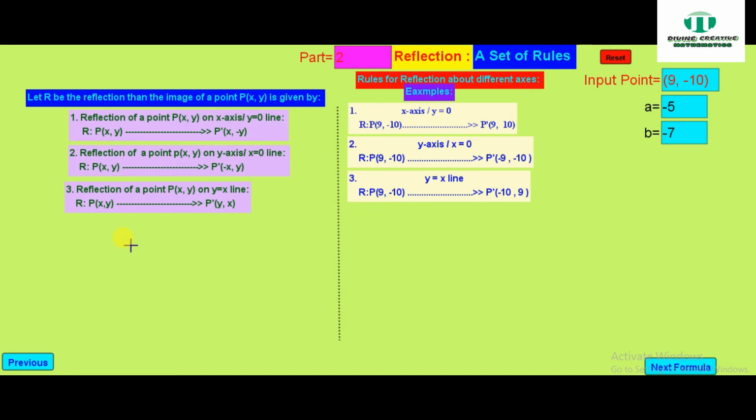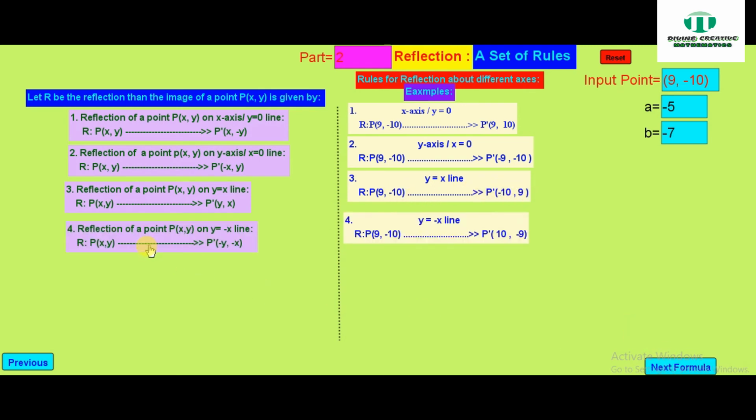Number 3, reflection of a point P(x, y) on the line y equals x. The coordinates of its image are interchanged with each other. The x coordinate and y coordinate interchange, so the image of P(x, y) under reflection on the given line y equals x is P prime (y, x). In the example you can see that clearly. The image of (9, minus 10) is interchanged and written here as (minus 10, 9).